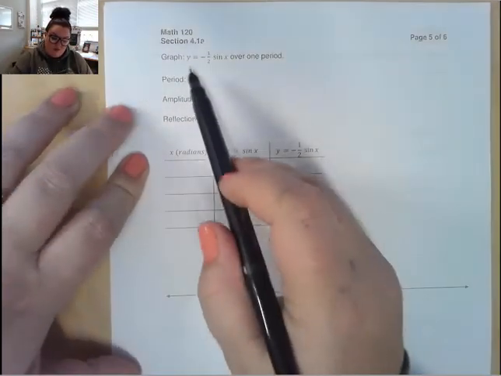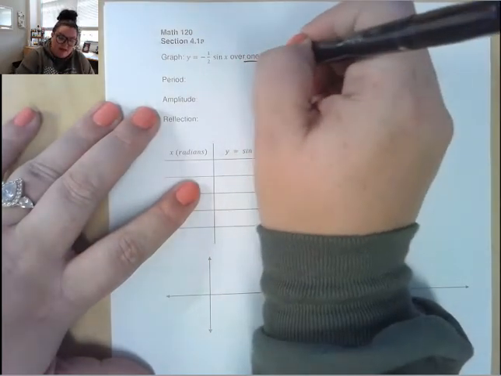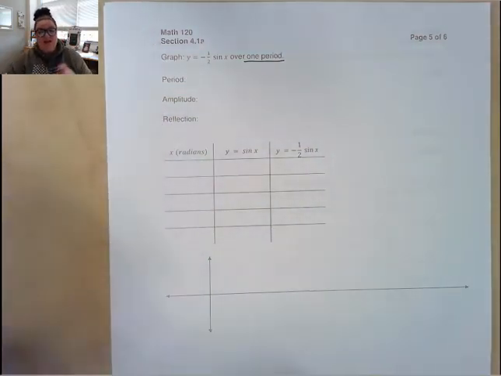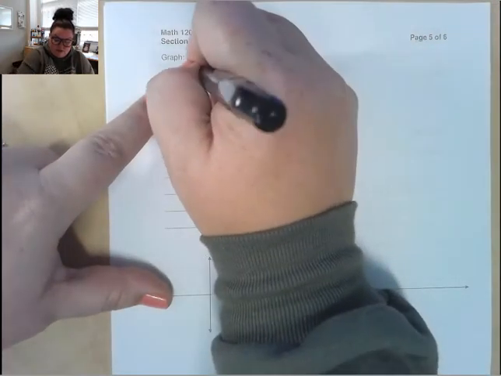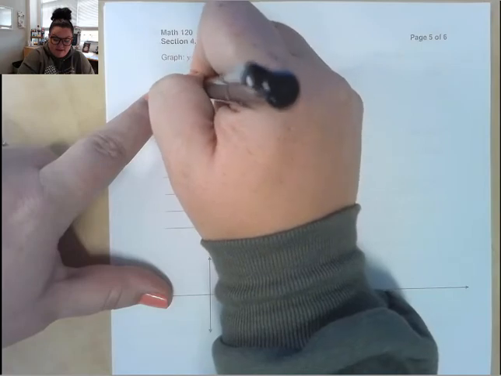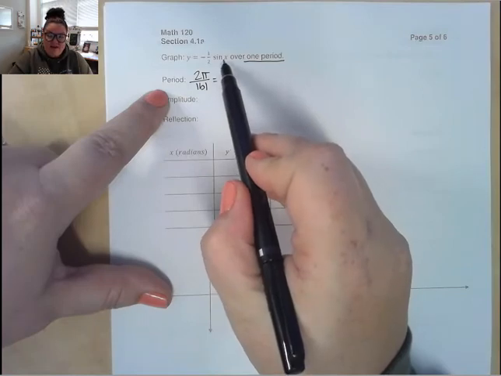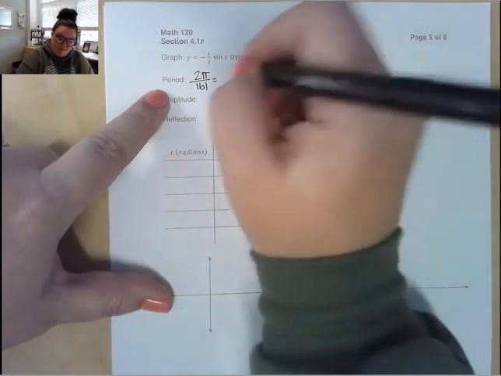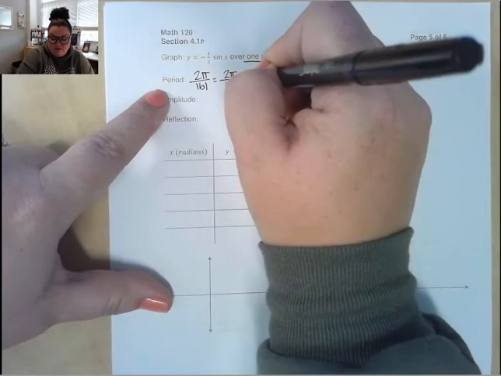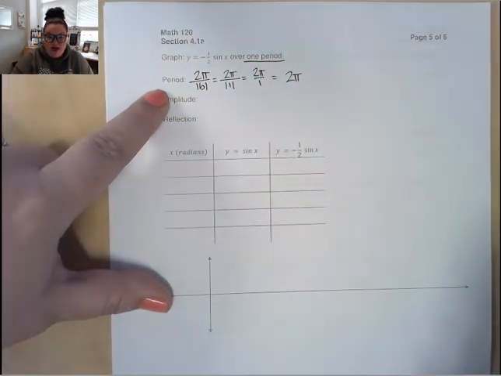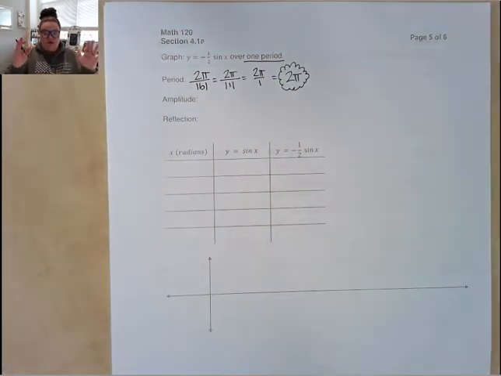This one says we want to graph y equals negative 1/2 sine x over one period. It's not telling us what our period length is. It's just saying we want to graph it over one period. Remember, to find our period, we do 2 pi divided by the absolute value of b, where b is the number in front of x. Here there's no number in front of the x, so it's an implied 1. So 2 pi over the absolute value of 1 is just 2 pi. So no change here. Our period should be from 0 to 2 pi.